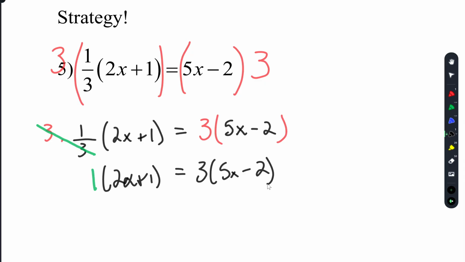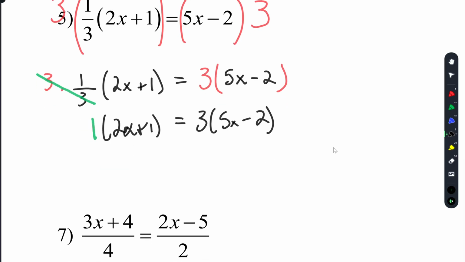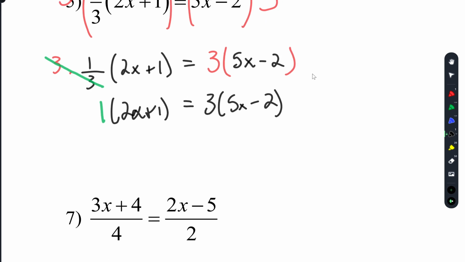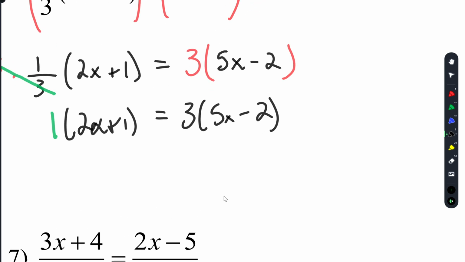That's the plan. So now I'm going to distribute this 3 and this 1. The 1 feels kind of dumb because it doesn't do anything. But the 3, you get 15x minus 6. And then on the test, people are putting plus 6. Are you kidding me?